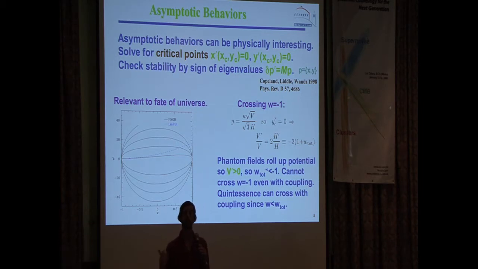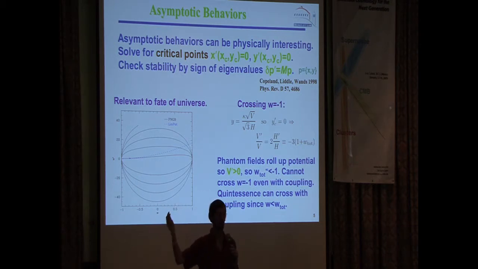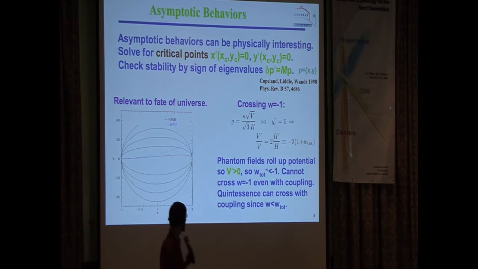It does not cross minus 1. So this is completely general. You do not have to specify anything about the phantom field. It even applies if you couple the phantom field to the matter. So this is a way you can analyze the results without actually solving all the equations. The one caveat is this is the asymptotic behavior. You're saying it's starting at negative 1, it ends at below negative 1, but it could actually cross in the middle. So this analysis only tells you asymptotically what happens. You actually have to solve the equations to understand the intermediate behavior.